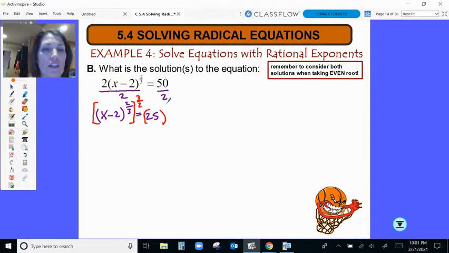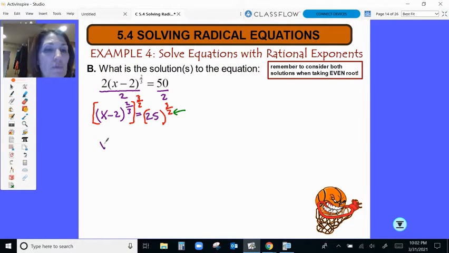Okay, 3 halves. Now this one, the thing you want to be careful with is this right here. Anytime you raise it to an even root of any kind, that's like a square root. Remember, whenever you take the square root of both sides, you have to consider the positive and negative root. Same thing here. If it's an odd root, not a problem, because it's just one solution. But if it's an even root, then we have to worry about that and make sure we take both solutions.